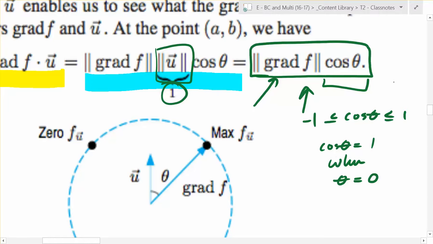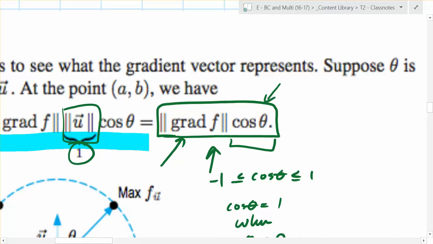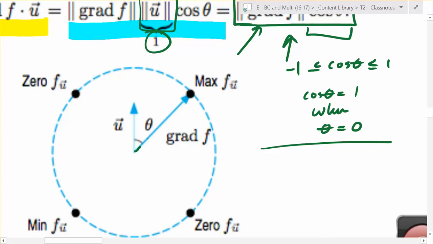Now, similarly, how would you minimize this? What's the smallest you could make this in terms of non-negative? Well, what's the smallest thing cosine can be and not be negative? 0, and that's when theta is equal to 90 degrees, right? So what does this mean? If u goes in the same direction as the gradient, you will have a maximum directional derivative. But if you are perpendicular to it, it will be 0.